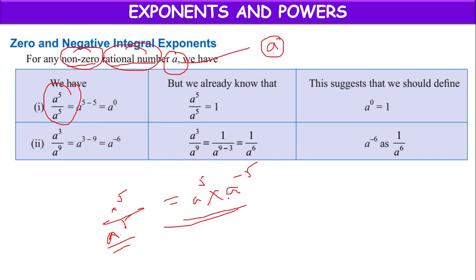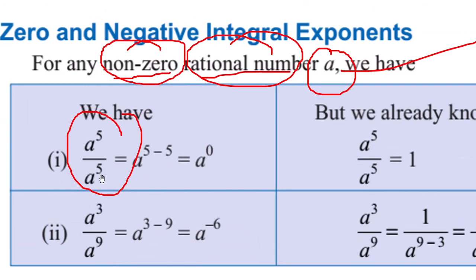And whenever we are multiplying two same bases having different powers, we can write them under the same base and add the powers. So it will become a power 5 minus 5, which is equal to a power 0. So a power 5 by a power 5 can be written as a power 5 minus 5, which can be written as a power 0.